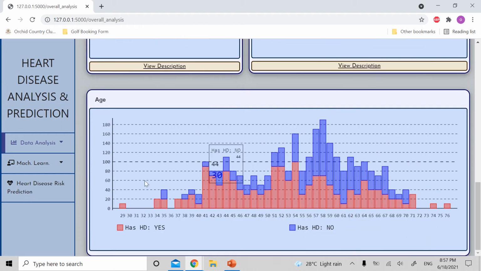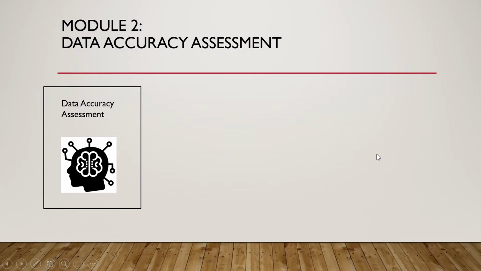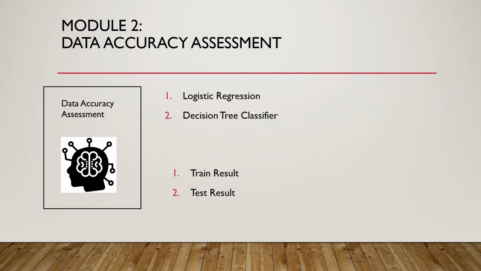So this is an edge tabulation result in graph form. The second module is regarding the data accuracy assessment. There are two machine learning algorithms. The first is LR, the second one is DTC. We get two results for each algorithm: the first is the training result, the second is the test result.